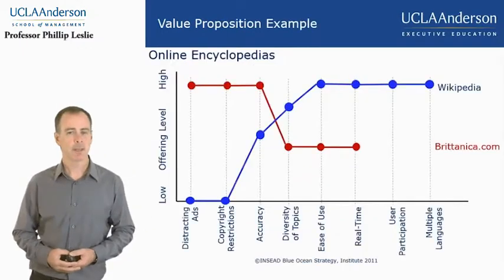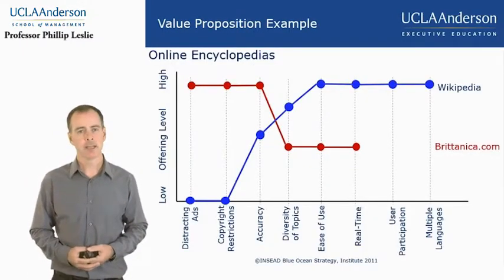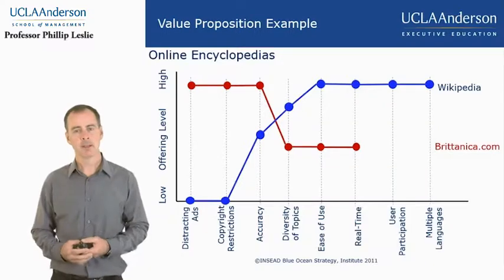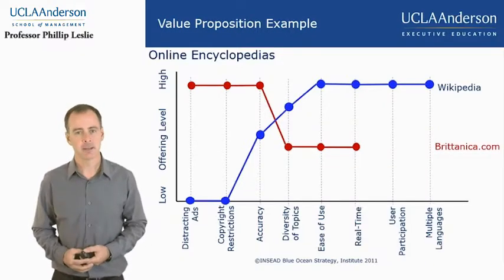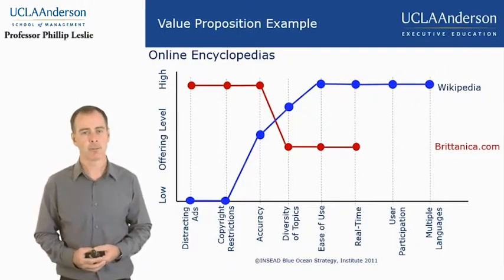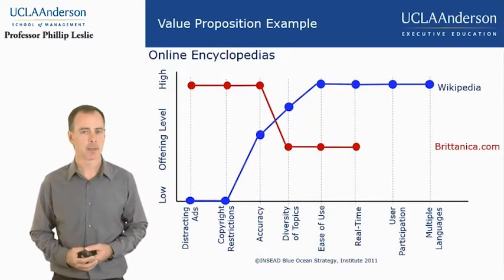In strategy, we think about this using value maps or value propositions. Here's an example for online encyclopedias. Britannica, which historically has been a very famous physical encyclopedia, has transitioned to becoming an online encyclopedia, but in recent years has had to deal with the competition from Wikipedia, a very different kind of online encyclopedia.